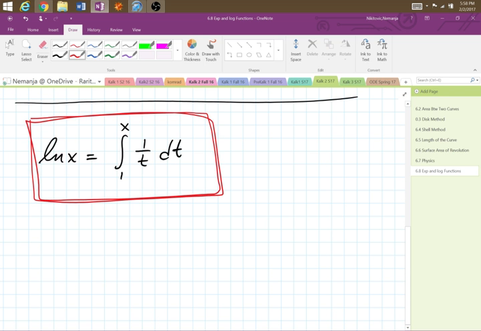You know when you integrate 1 over x, you get ln x, right? So in this case, you will get ln t. You have ln x minus ln 1. ln 1 is 0, so it's just ln x. So this is the definition.